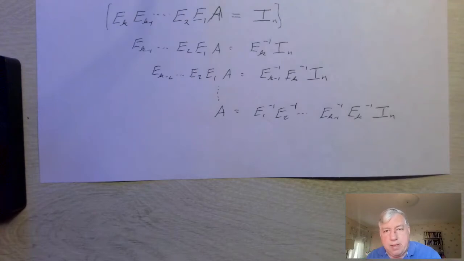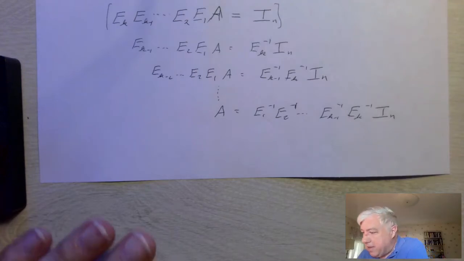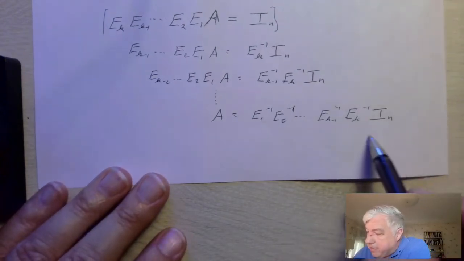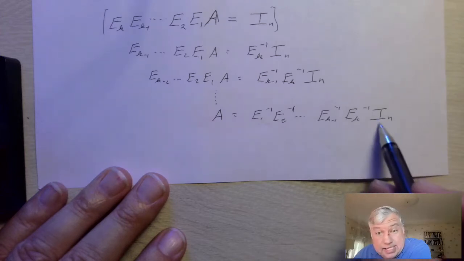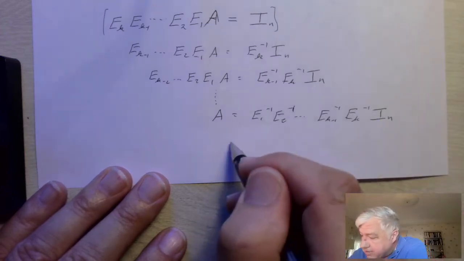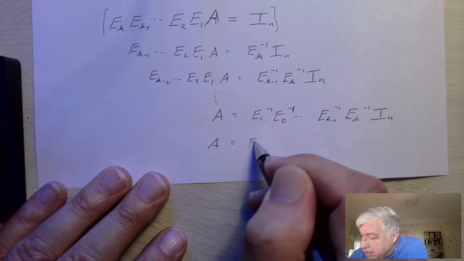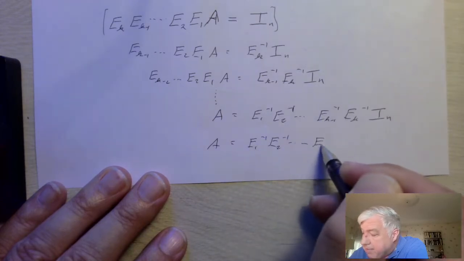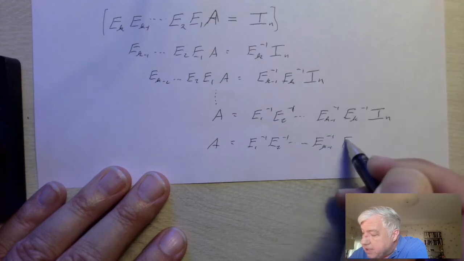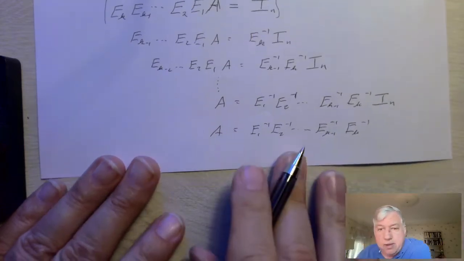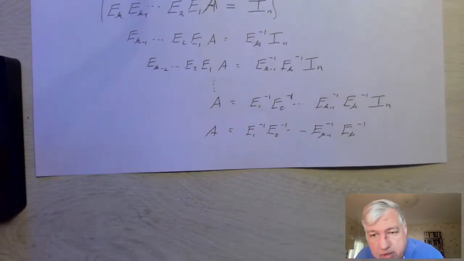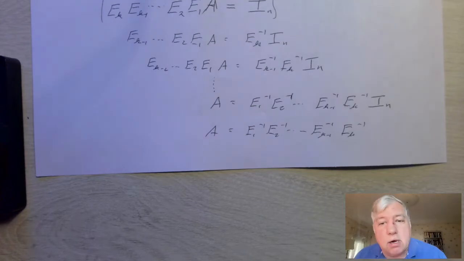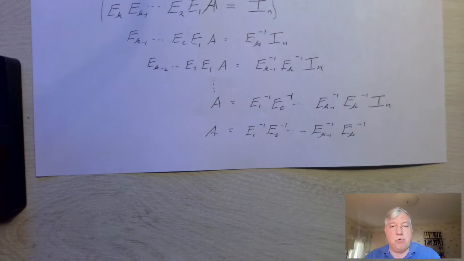Okay, and of course IN just acts as the identity, so this in fact is going to be E1 inverse, E2 inverse, through EK minus 1 inverse, EK inverse. Okay, and because the inverses of elementary matrices are elementary matrices as well, this will be a product of elementary matrices. Okay.